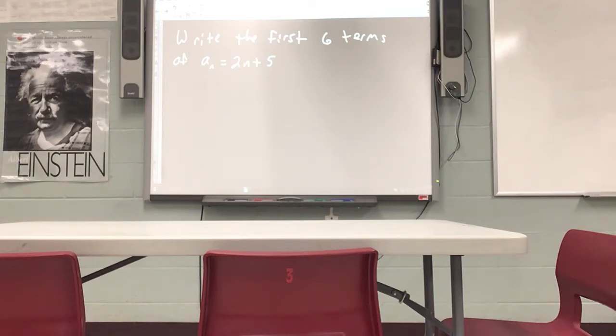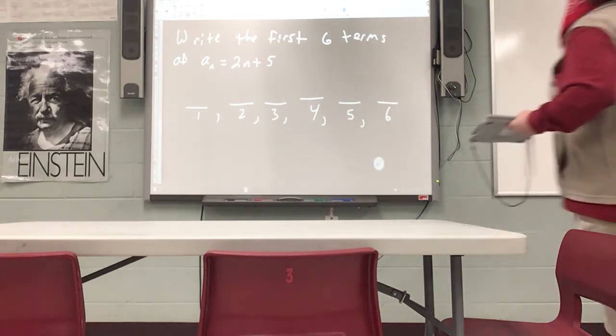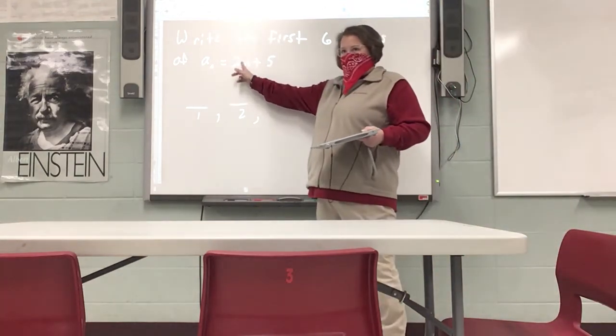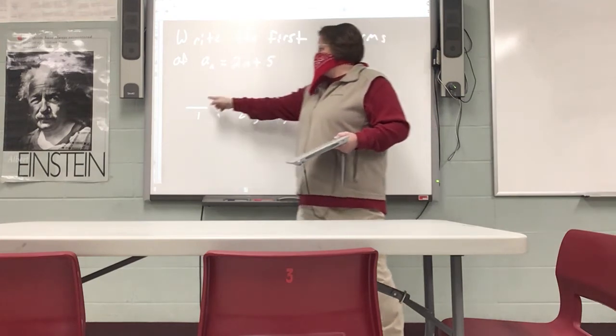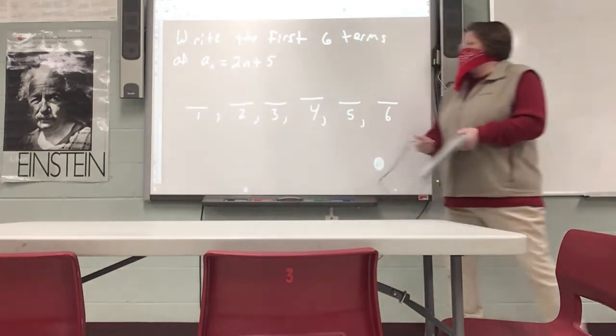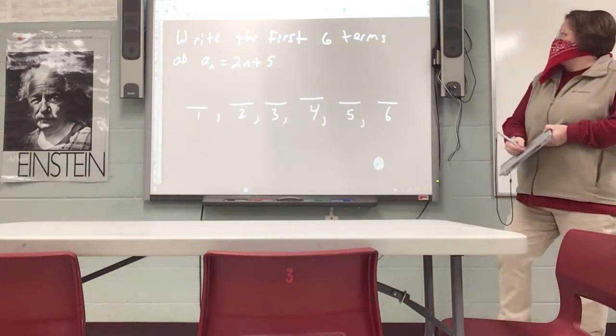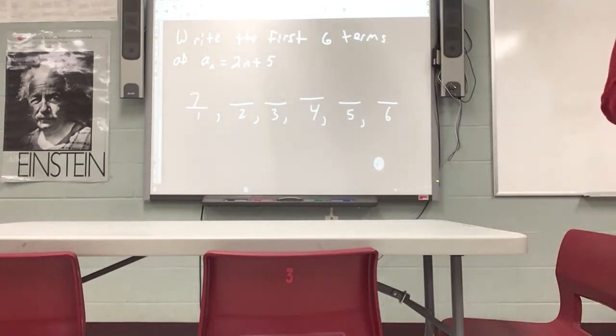Okay, so if this wants the first 6 terms, we're going to have, oops, let me pick a marker. We're going to have term number 1, comma, term number 2, comma, term number 3, comma, term number 4, comma, term number 5, comma, term number 6. And those are the n's that you plug in. Okay? So for term number 1, you would put a 1 there. 2 times 1 is 2, plus 5 is 7. So our first term in this sequence would be 7. That's it.